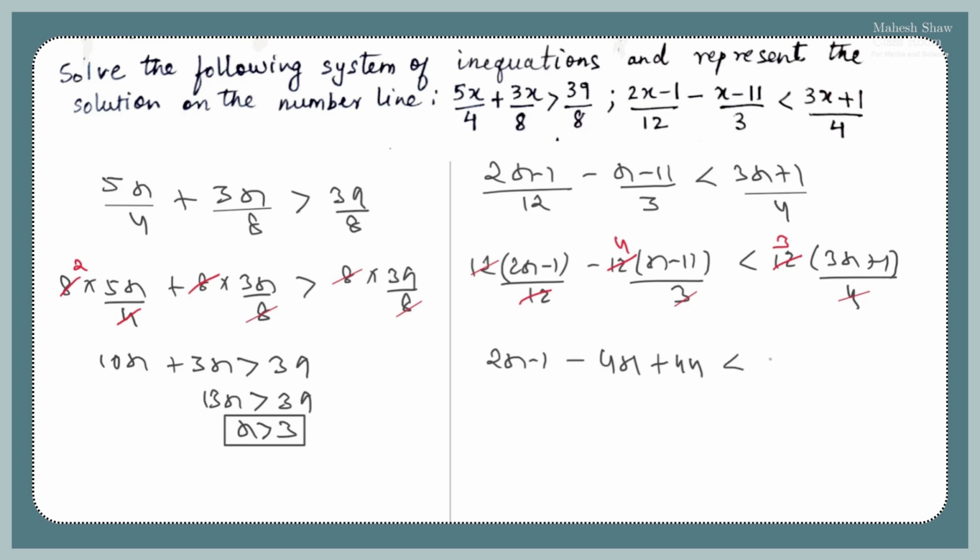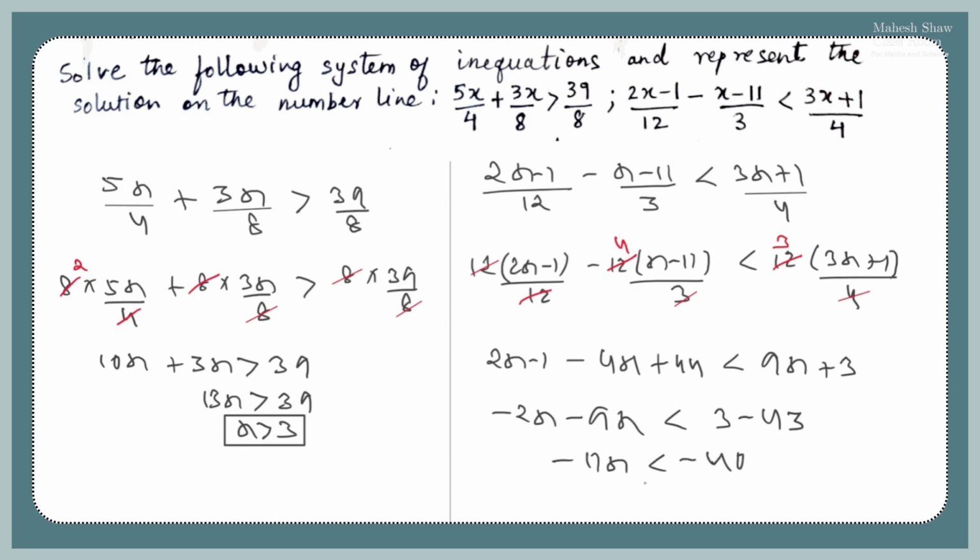And this is less than 9x plus 3. Now this is 2x plus 4x, that is minus 2x. And if I transpose 9 to the left hand side, this is negative 9 is less than 3. And this is how much? 43. On the other side, it will be negative 43. So this is negative 11x is less than negative 40.